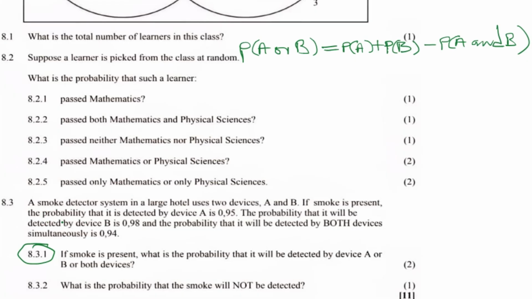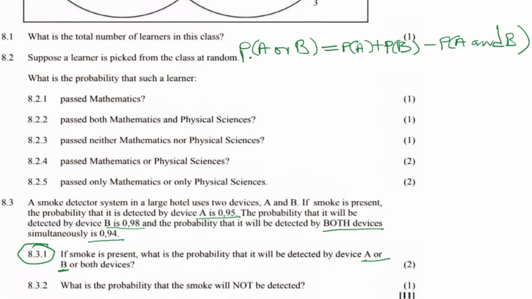All right, 8.3.1. I have to read what I am given on top. A smoke detector system in a large hotel uses two devices, A and B. If smoke is present, the probability that it is detected by device A is 0.95. The probability that it will be detected by device B is 0.98. And the probability that it will be detected by both devices simultaneously is 0.94. If smoke is present, what is the probability that it will be detected by device A or B?